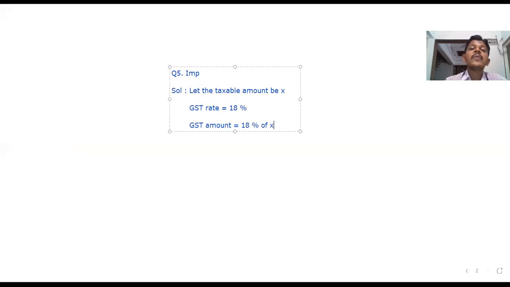GST is always 18% of the taxable value. So how much will that be? You tell me. 18 upon 100 into X. 18 upon 100 is what? 0.18. So 0.18X. Yes or no? Yes. Now you tell me, what is given to you? The total amount is given to you. Yes or no? How much is the total amount given to us?